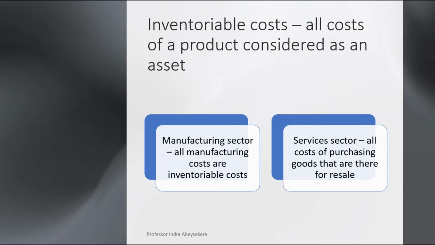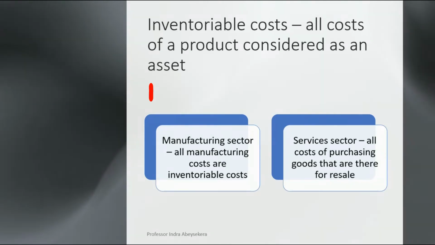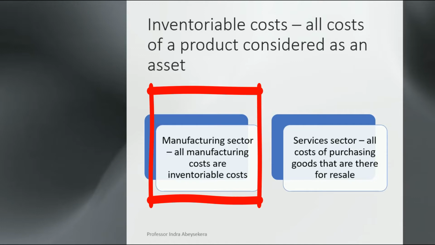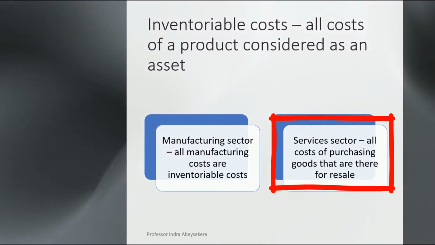Inventoriable costs are all costs of a product considered as an asset. So in the manufacturing sector, all manufacturing costs are inventoriable costs. In the services sector, all costs of purchasing goods are for resale, so often they are considered as period costs.